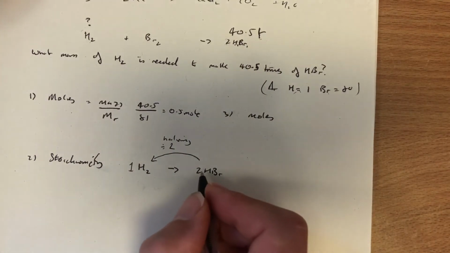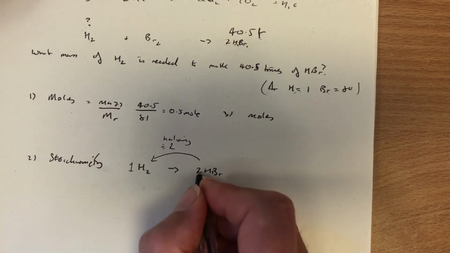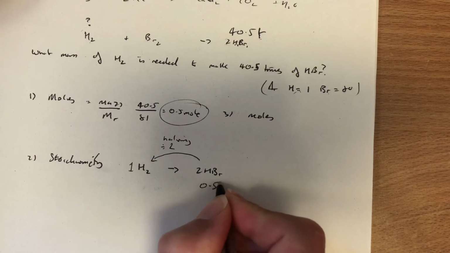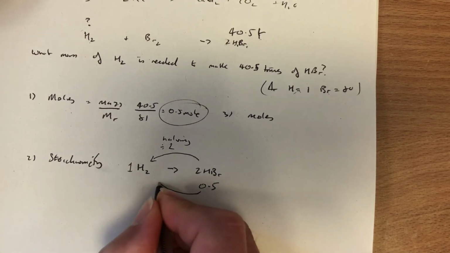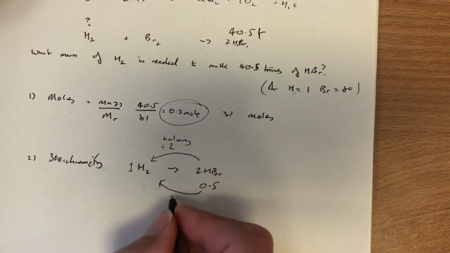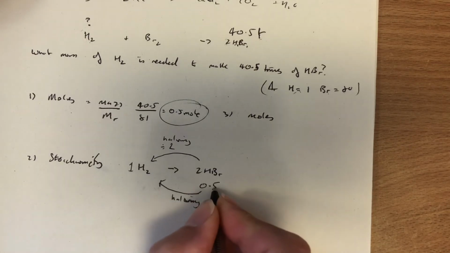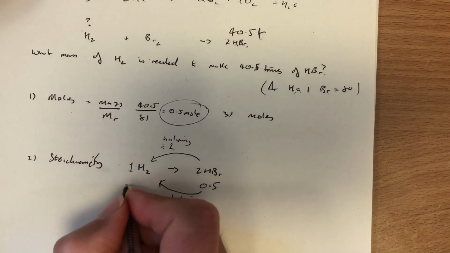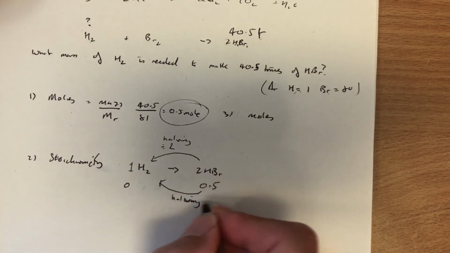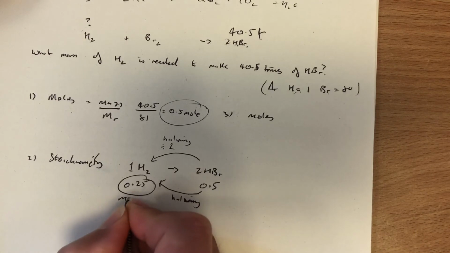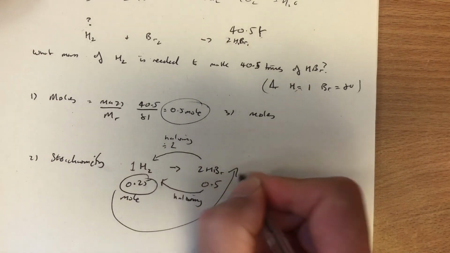Now we don't have 2 moles, we've just calculated we have got half a mole. Okay, so we need to go halving. We divided by 2, we halved. Half a halved is a quarter, isn't it? So we've got a quarter of a mole in my example.